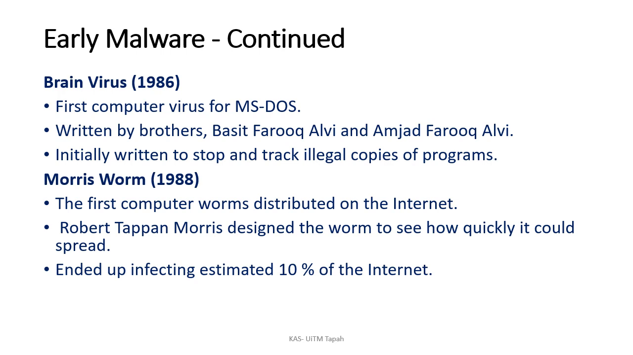In 1988, ni Morris Worm. The first computer worm has been distributed on the internet, by Robert Tappan Morris. So he has designed the worm to see how quickly it could spread. So dia buat ni, dia nak tahu berapa cepat this worm can self-replicate and can infect through the internet. So they ended up infecting an estimated 10% of the internet connections, because the Morris worm ni boleh propagate dalam network. Pada zaman itulah, pada 1988 punya zaman teknologi internet pada zaman tersebut. 10%.